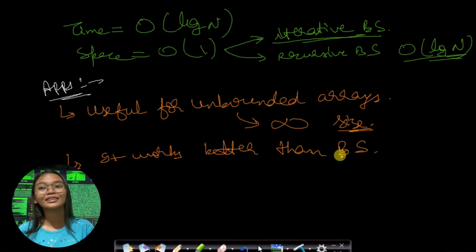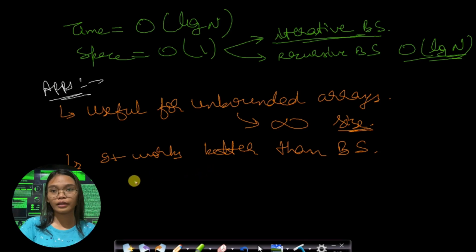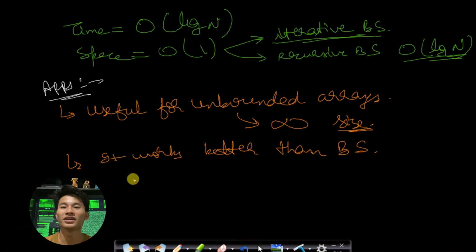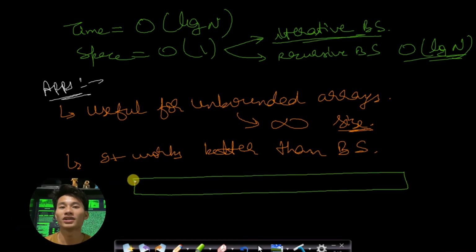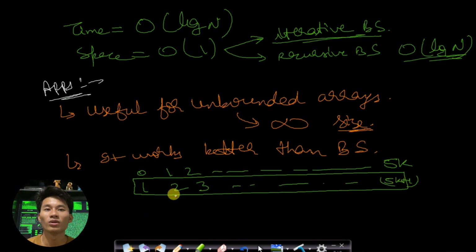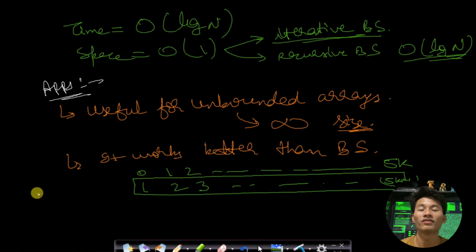And how does it work better than binary search? When the element to be searched is quite close to the first element, then it will perform way better than binary search. Let's say you have an array with indices 0, 1, 2, and let us say you have 5 key elements, and the numbers are 1, 2, 3, and so on up to 5 key plus 1. So these are the numbers. Now let us say we want to find element 2.